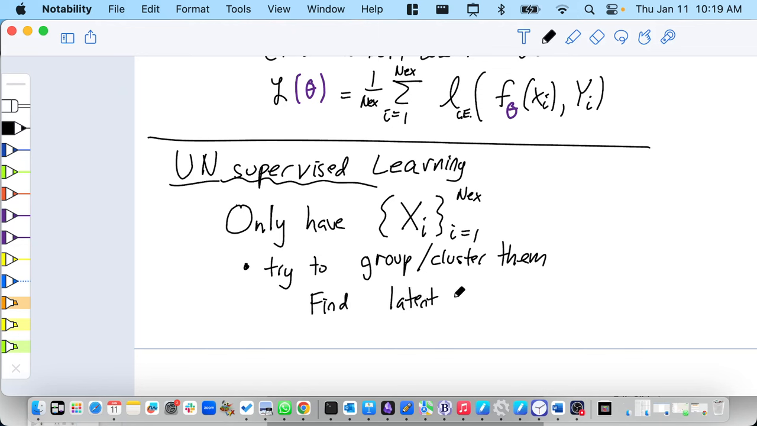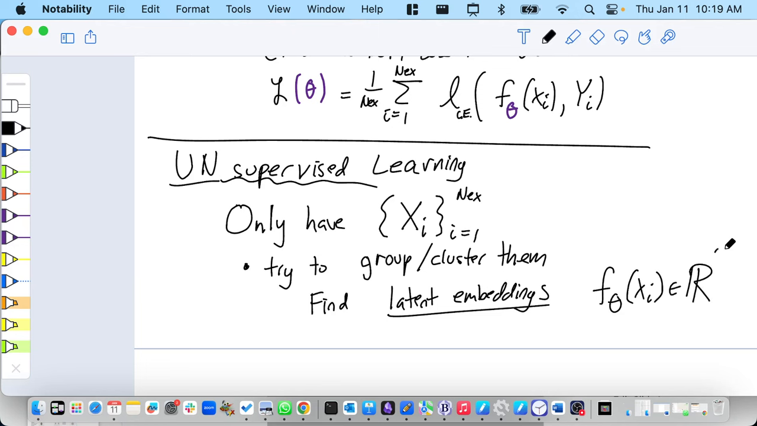So this is some function, f theta of xi, in some arbitrary space. In the example I gave, it was in R3, vectors in R3, so that these vectors tell you something about the x's themselves, right? The x's on their own are hard to deal with, but f theta of xi is easier. So this is an example.